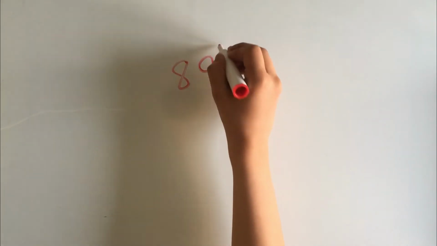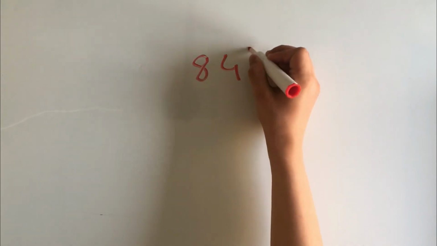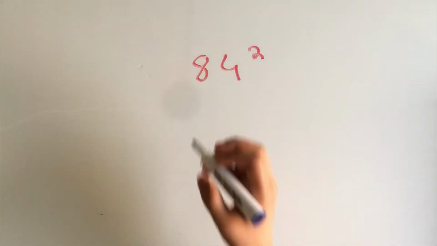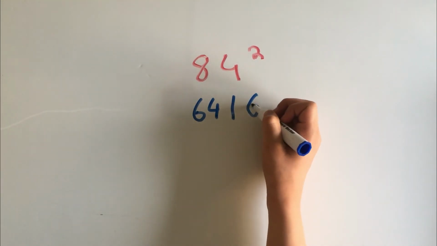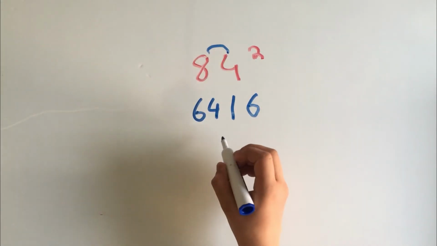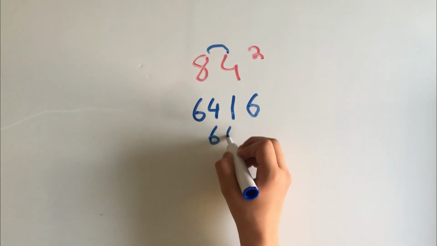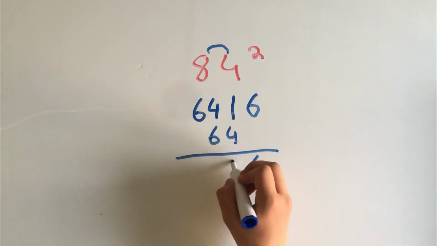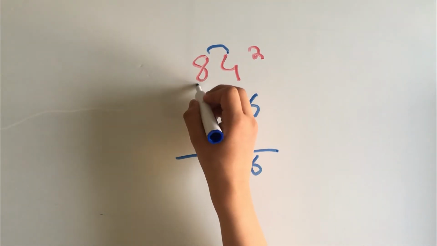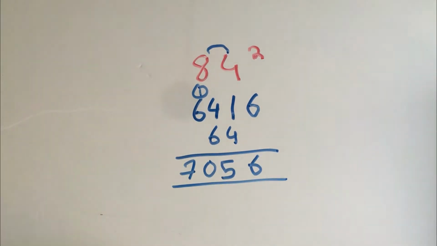For our next example, we have 84 squared. So 8 squared is 64, and 4 squared is 16. 8 times 4 is 32, times 2 would give us 64. And when we add all of this up, we get 6, 4 plus 1 is 5, 10, 1 carried over, 7. So let's square 84 in our calculators, and we get 7,056.